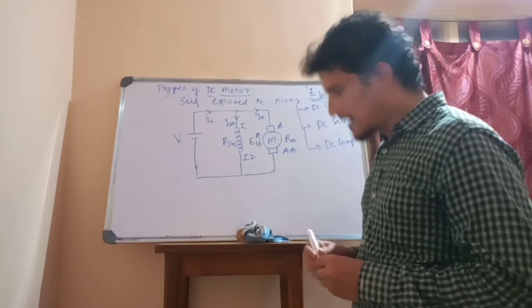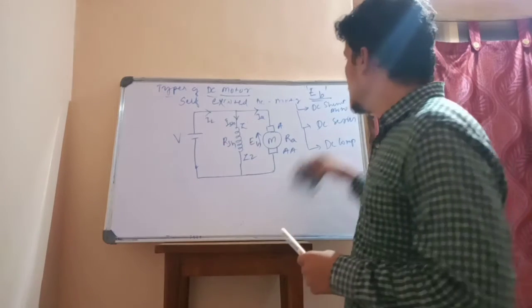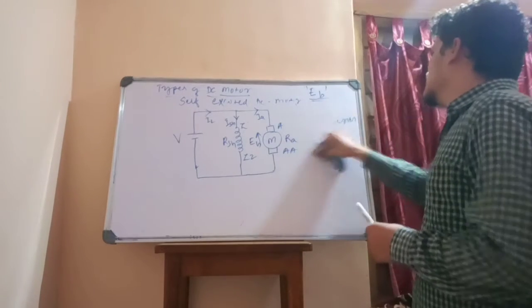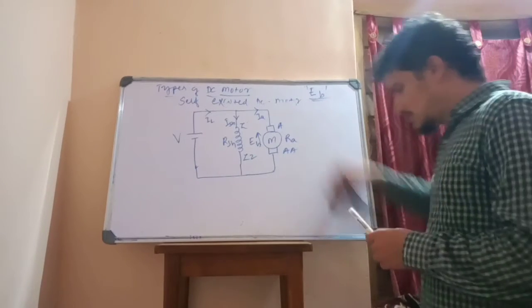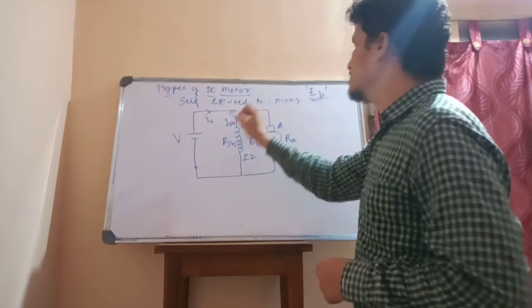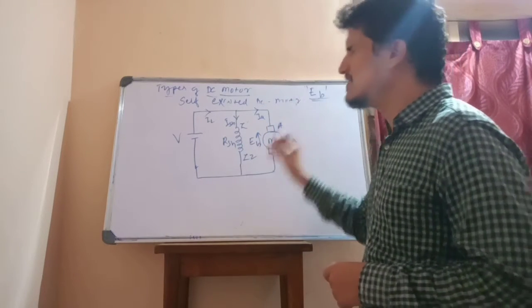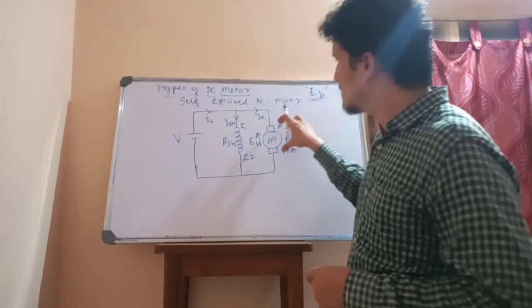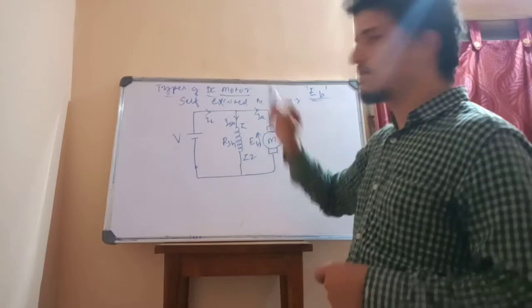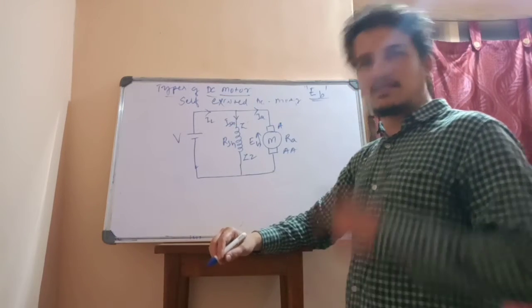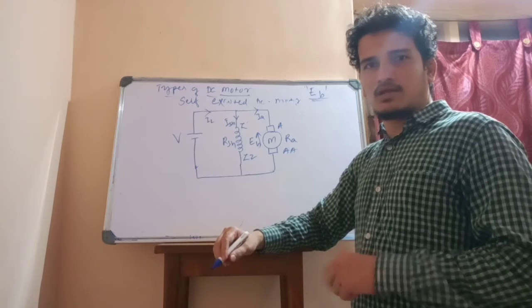Now what I have written here is the DC shunt motor. The shunt stands for parallel, which means the field coil is in parallel with the armature. So see here, with respect to the armature, the field is connected in parallel. That's why it is called a shunt motor. It's a self-excited motor. Understood?